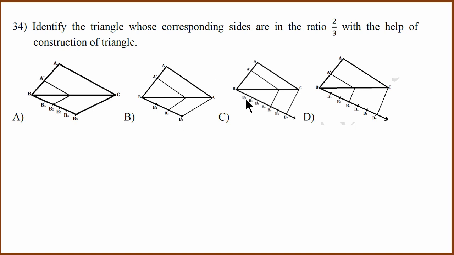This is 1 2 3 4 5 6 7. So this is 5 divided by 7. This is 1 2 3, 1 4 5 6. So this is 3 divided by 6. So the correct answer is actually 2 divided by 3, which is this B.